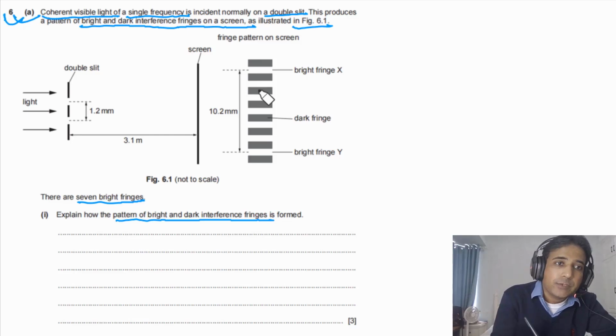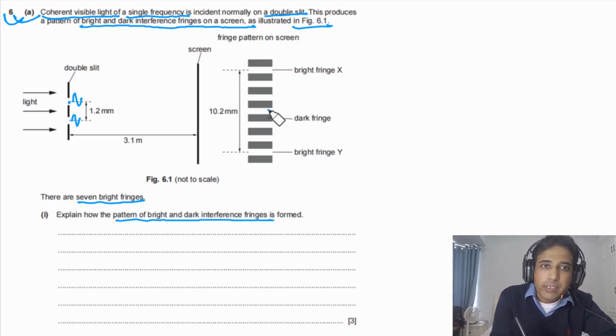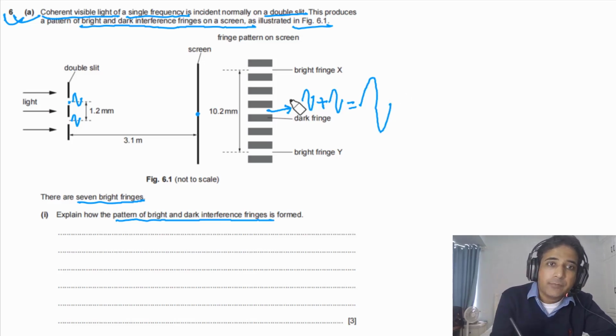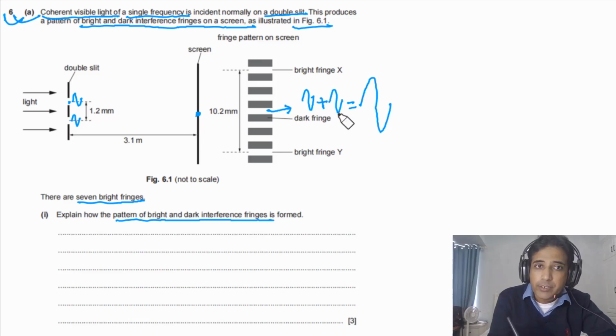In order to answer this question, the first thing we need to understand is that the waves at this point are in phase. First of all, we will look at how the bright fringe is formed. This bright fringe is formed if the waves at this point on the screen are again in phase, so we will see a super wave, a super crest like this. This is due to constructive interference. When the waves meet on the screen in phase, they will form bright fringes. So simply we can say bright fringes are formed when the waves are in phase.